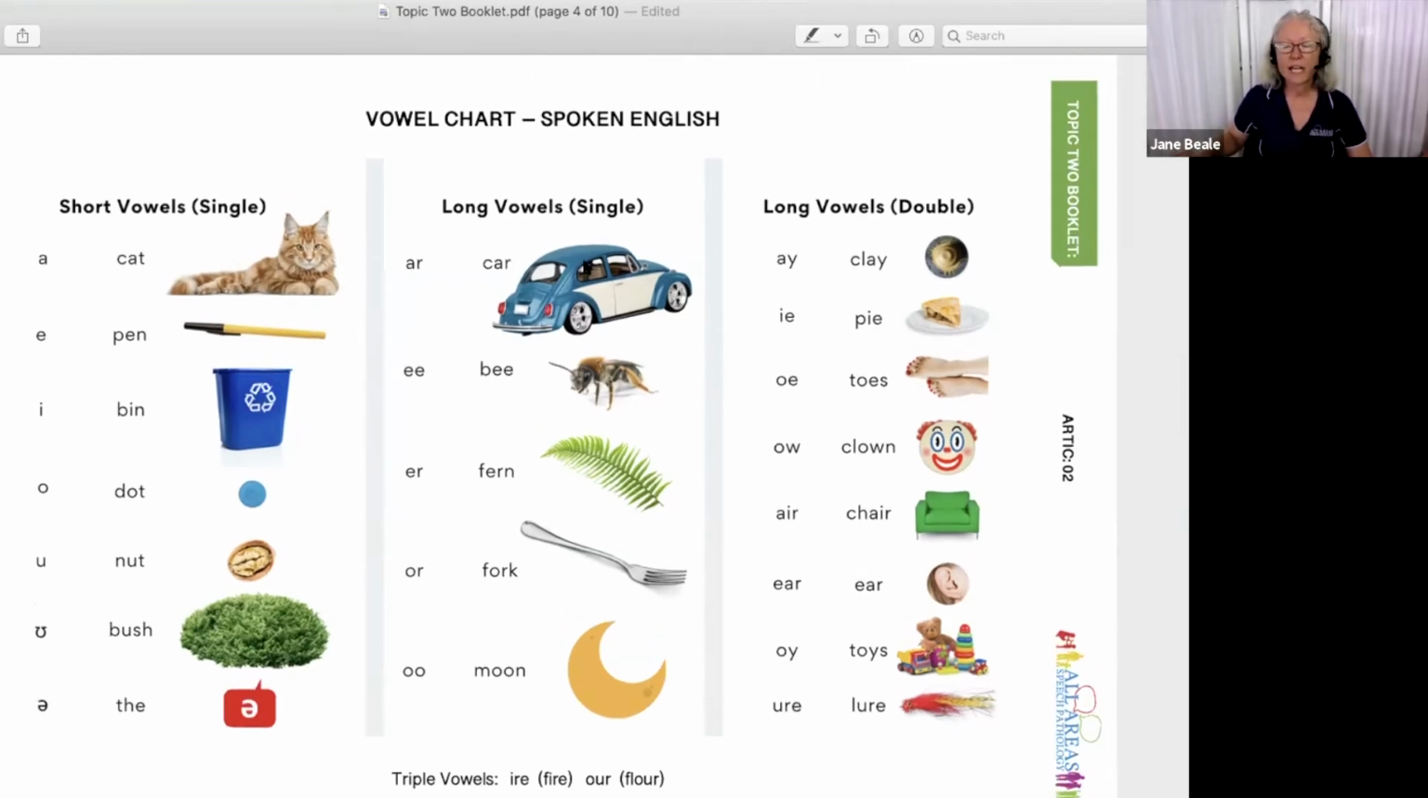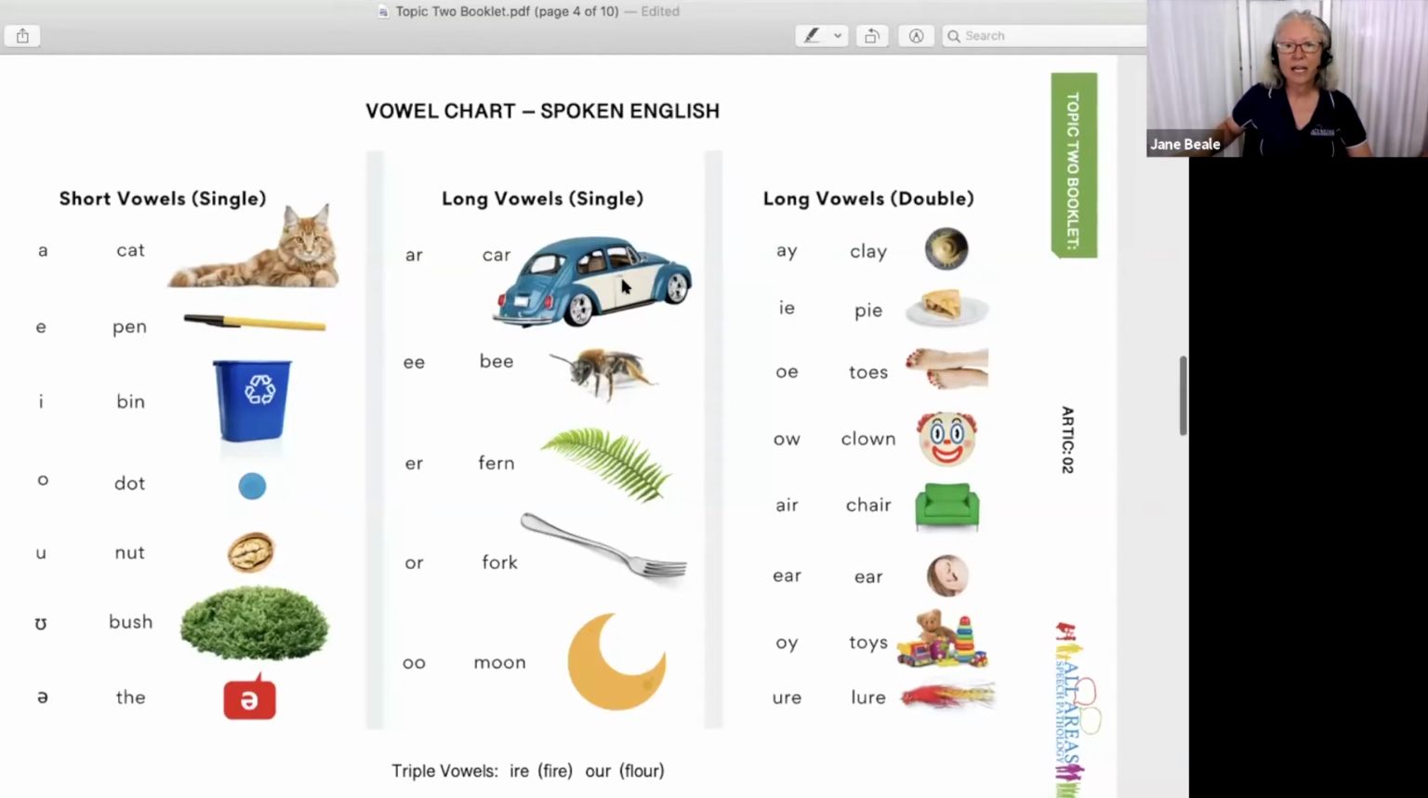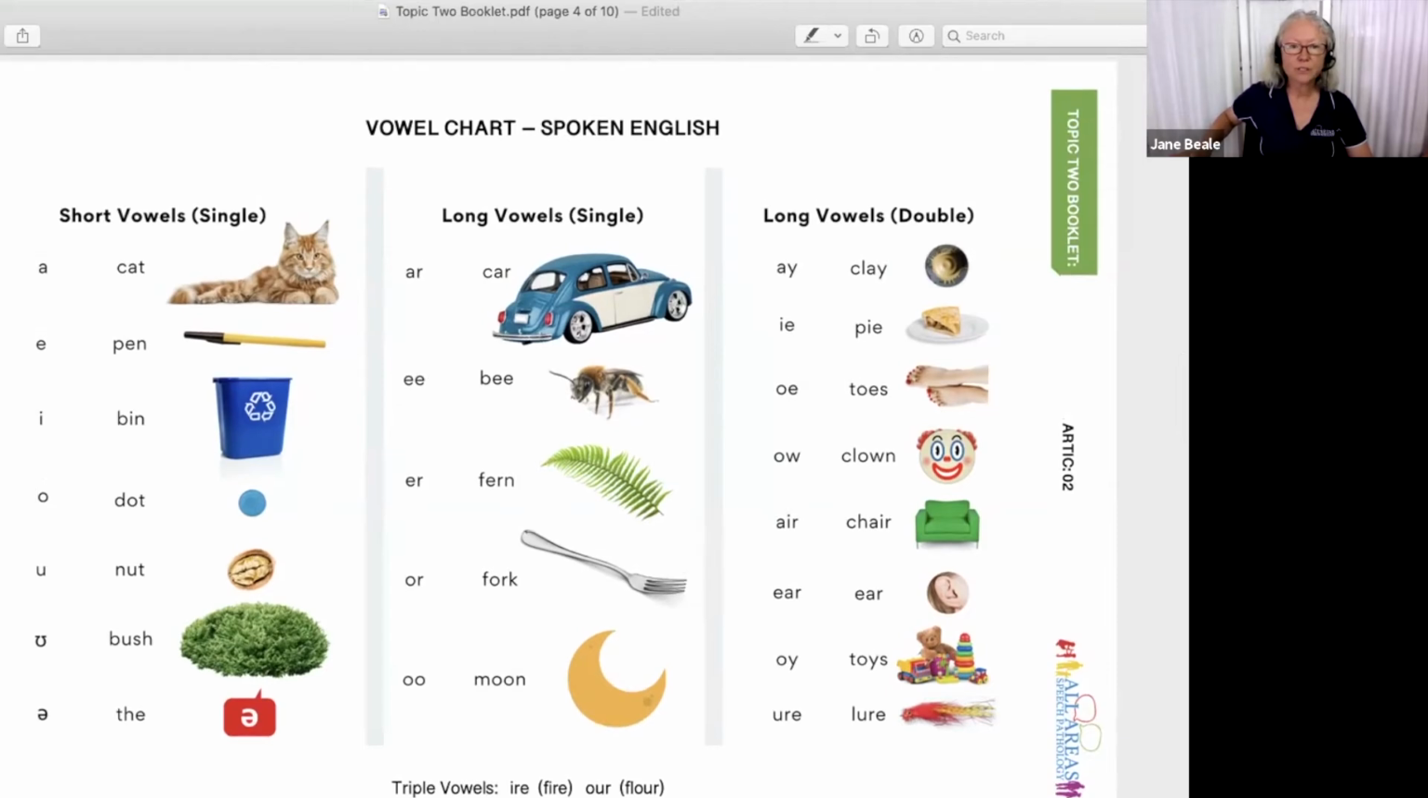We have long vowels that we call single because it's a single position of the tongue. Let's say the vowels down the side together. Ah, ee, er, or, oo. And now let's say the pictures. Car, bee, fern, fork, moon. And now I'll stop the share.